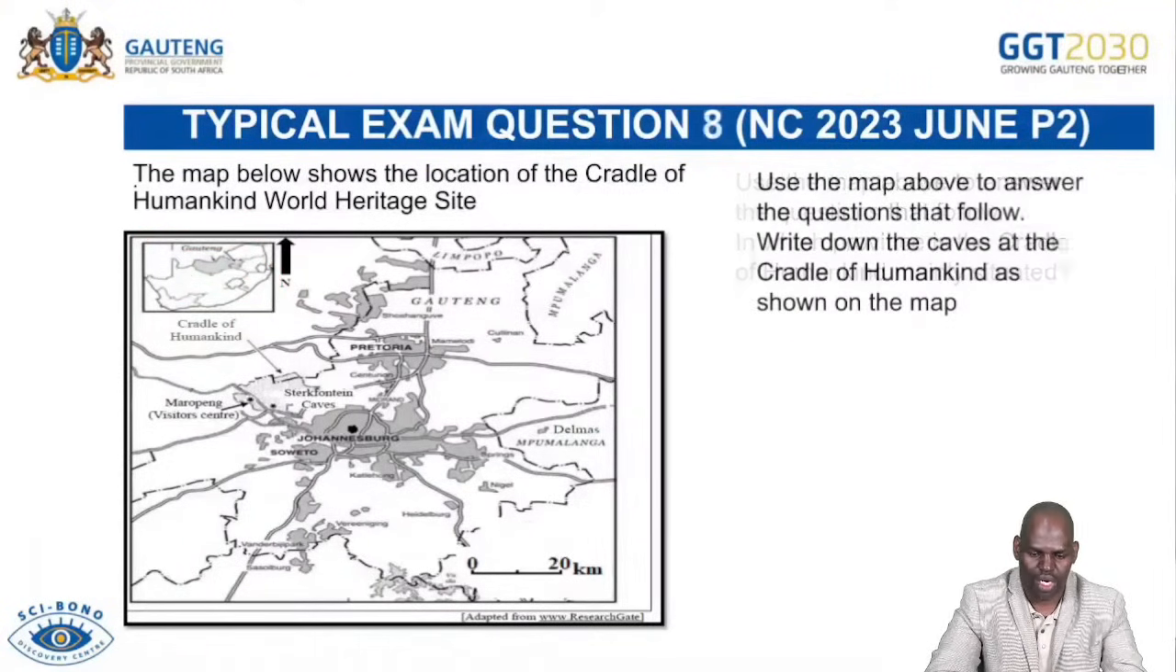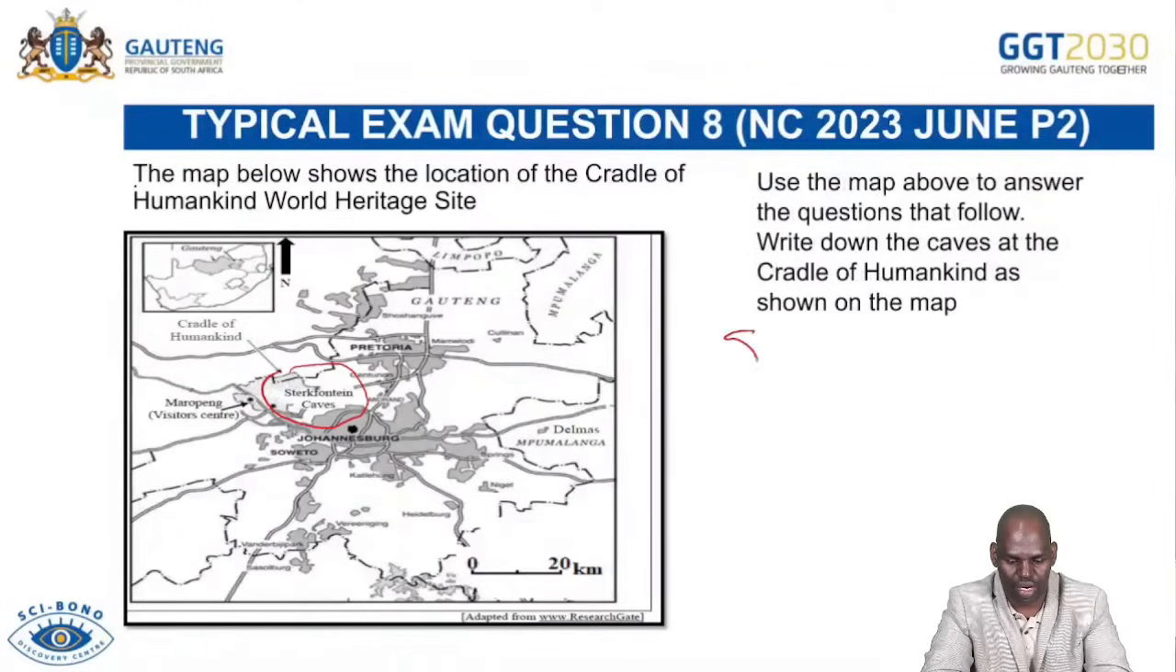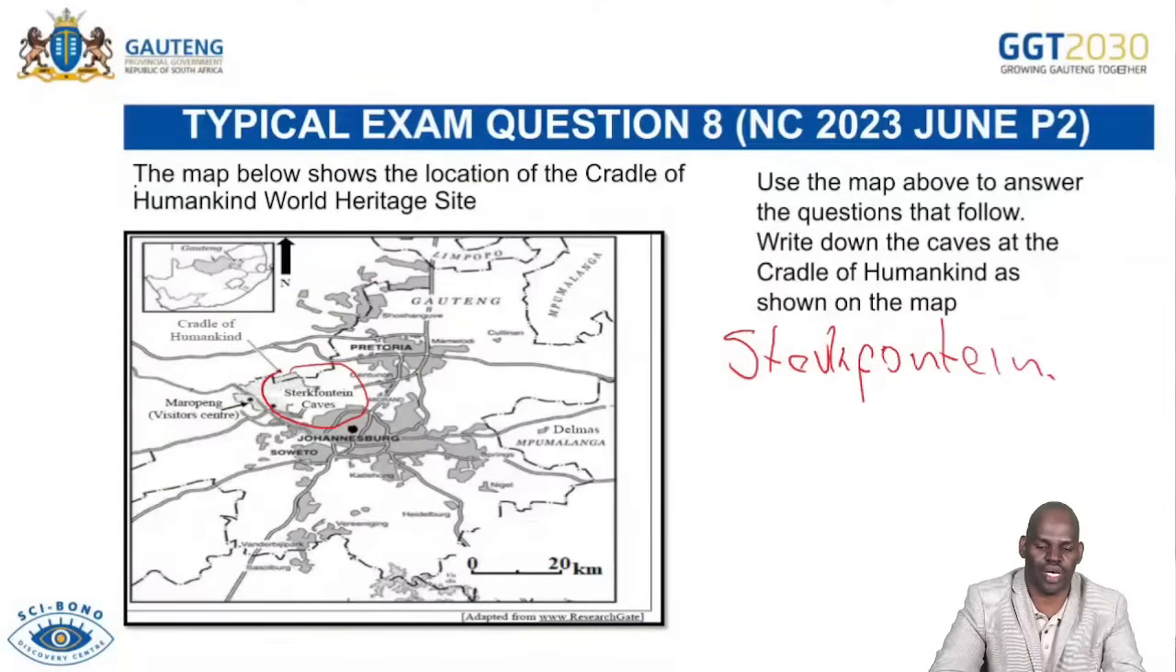Okay, then the next question, again taken from question 1, is just the continuation, but this is maps and plans. They say use the map above to answer the questions that follow. Write down the caves at the Cradle of Humankind as shown on the map. So you have to look for the cave. When I check for the cave, I see the Sterkfontein. You don't even have to think hard. It's just Sterkfontein. Okay, easy as that.